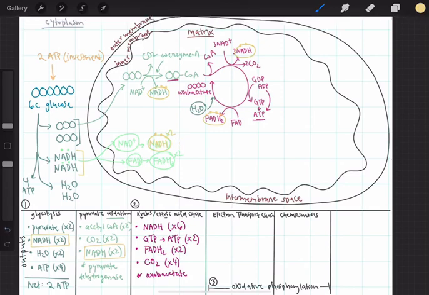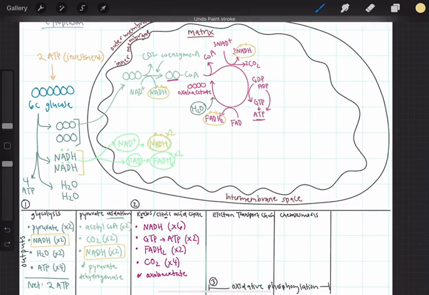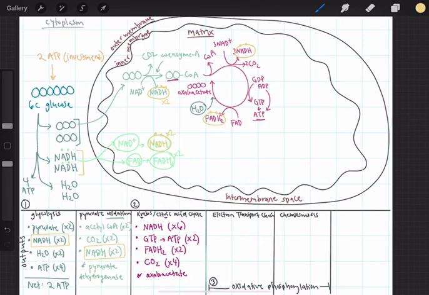And we have 2 NADH molecules from pyruvate oxidation. So I'm just going to write times 2 there. And we also have NADH from the Krebs cycle, and this time we have 6. So I'm going to write times 6. So the total number of NADH molecules, the total number of these reduced electron carriers, is 10. We have 10 NADH molecules, each containing and carrying 2 electrons.